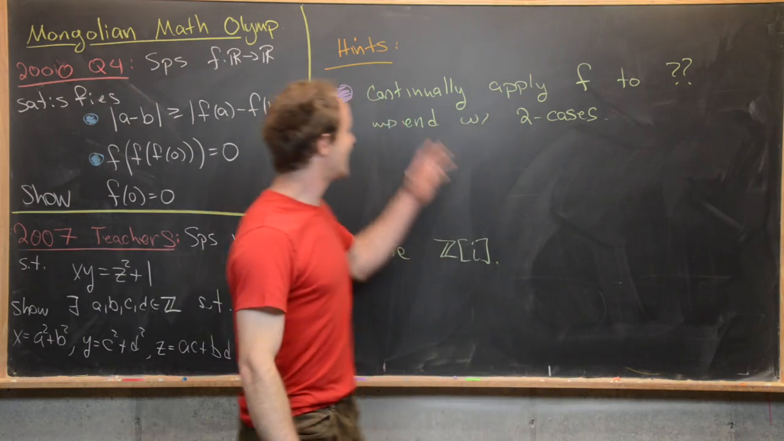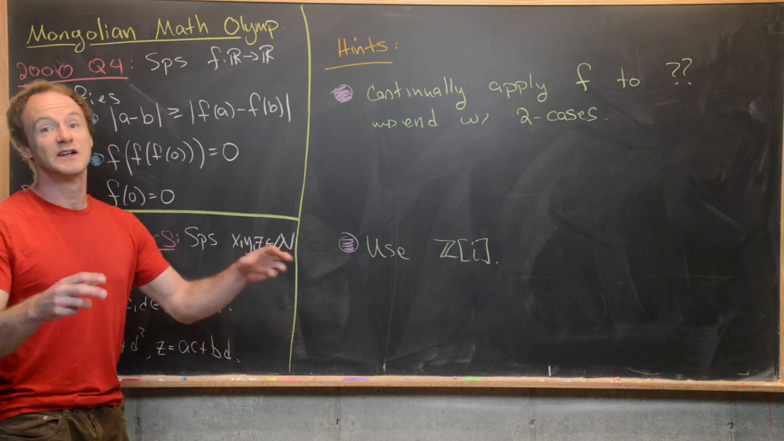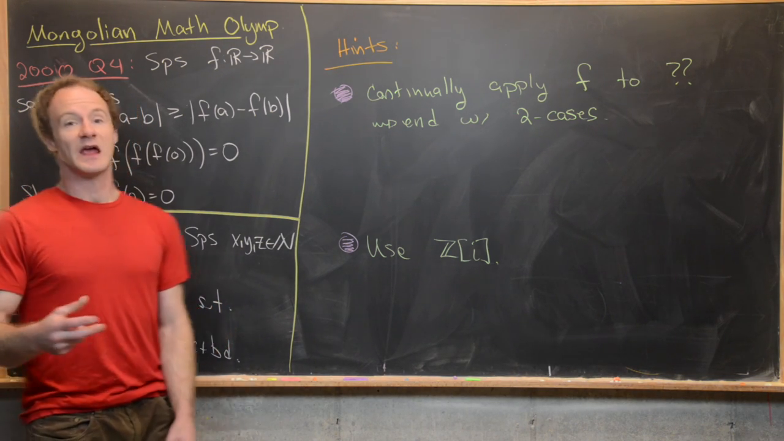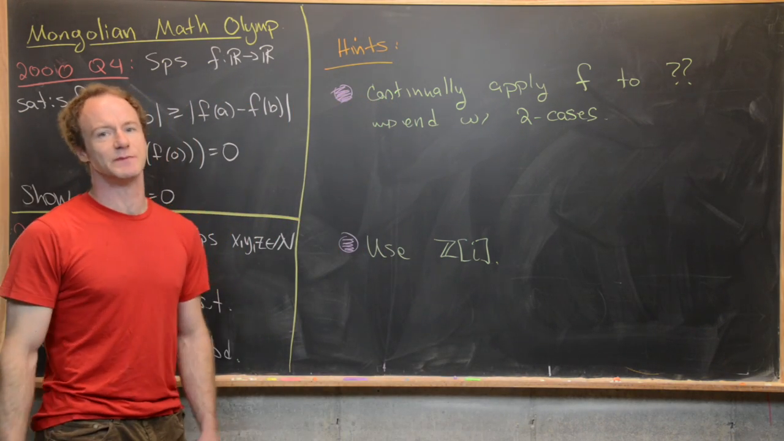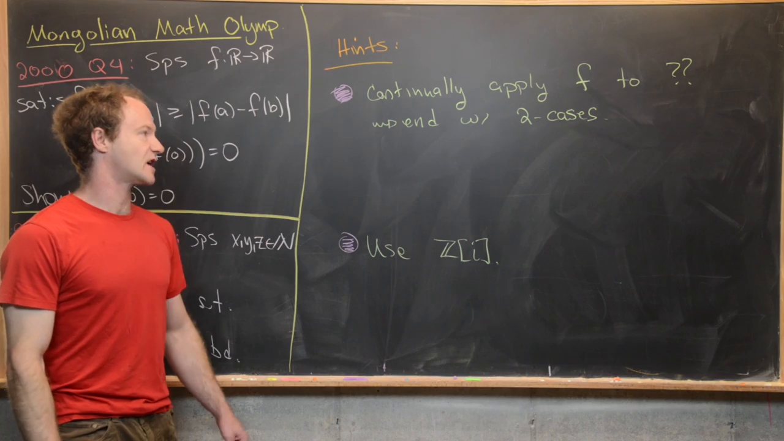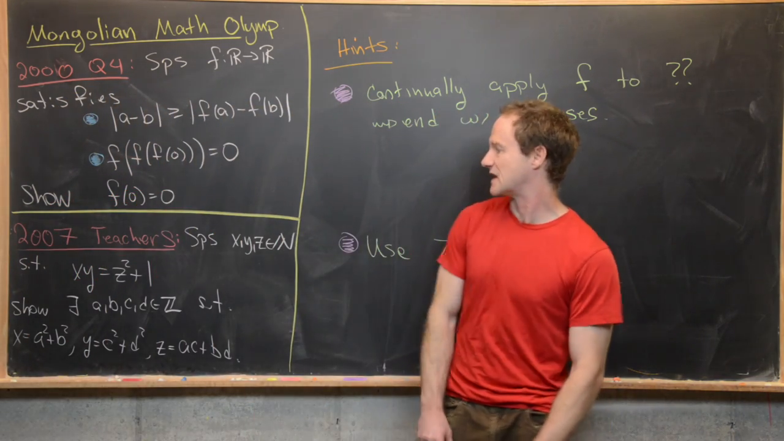Okay, so a hint for this problem is to continually apply f to something and then create some long string of inequalities that maybe gives you some information. And you're going to finish this off with two different cases. Okay, so let's look at the second one.